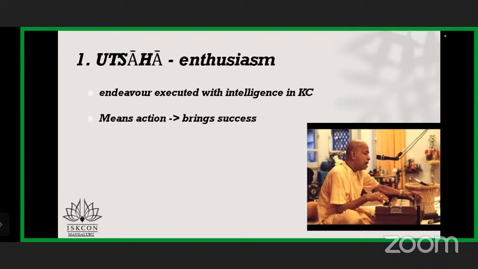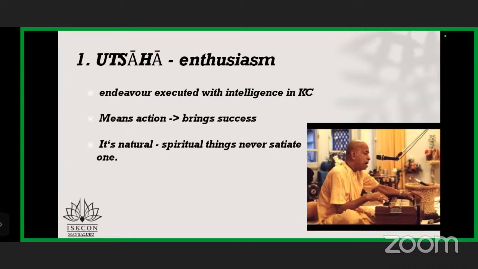We should know Krishna is the Supreme Personality of Godhead through shastras and logic, with reason. In the Shastra, it is mentioned that Krishna is the Supreme Personality of Godhead. And you should be convinced why Krishna is the Supreme Personality of Godhead, not just an emotional thing. So here, endeavor executed with intelligence in Krishna consciousness, means actions bring success. When you act, that brings success. It's nature. Spiritual things never saturate.